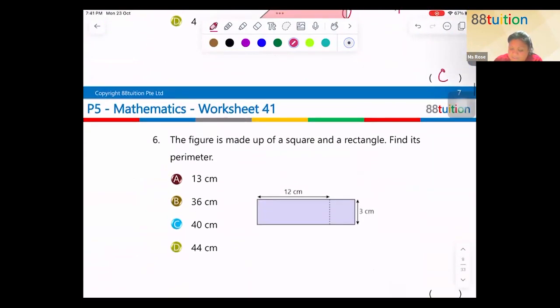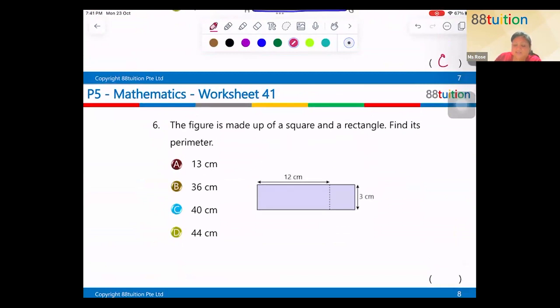Okay, question number 6. Question number 6 says that the figure is made up of a square and a rectangle. So this is your rectangle, and on the right would be the square. You're supposed to find its perimeter. Because it is a square, that means these lines are equal. So this would be your 3 cm, 3 cm. So the total here is 15 cm.